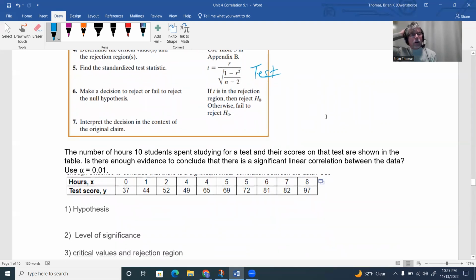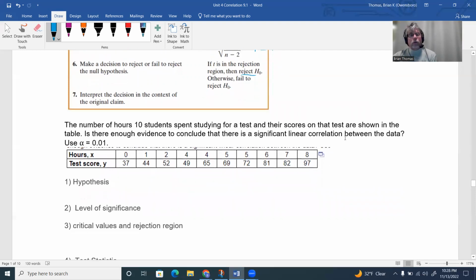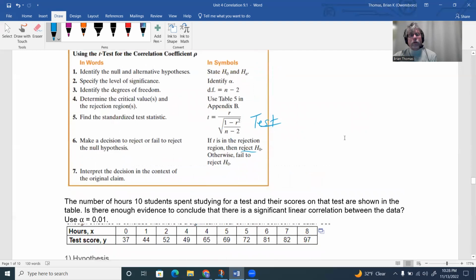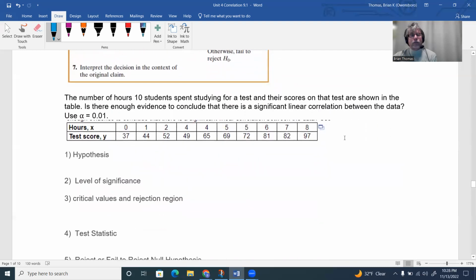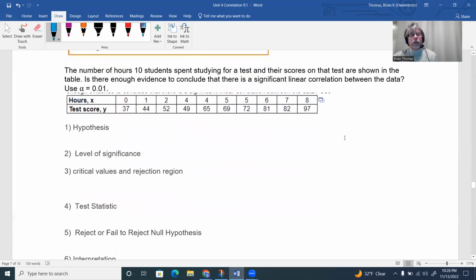So again, if T is in the rejection region, then we reject the null hypothesis. If it's not in the rejection region, then we fail to reject the null hypothesis. And then we're going to interpret the decision in the context of the original claim. So we have these formulas, but again, we're going to see if we can do some of this math with the calculator. So let's see what we got going on here.